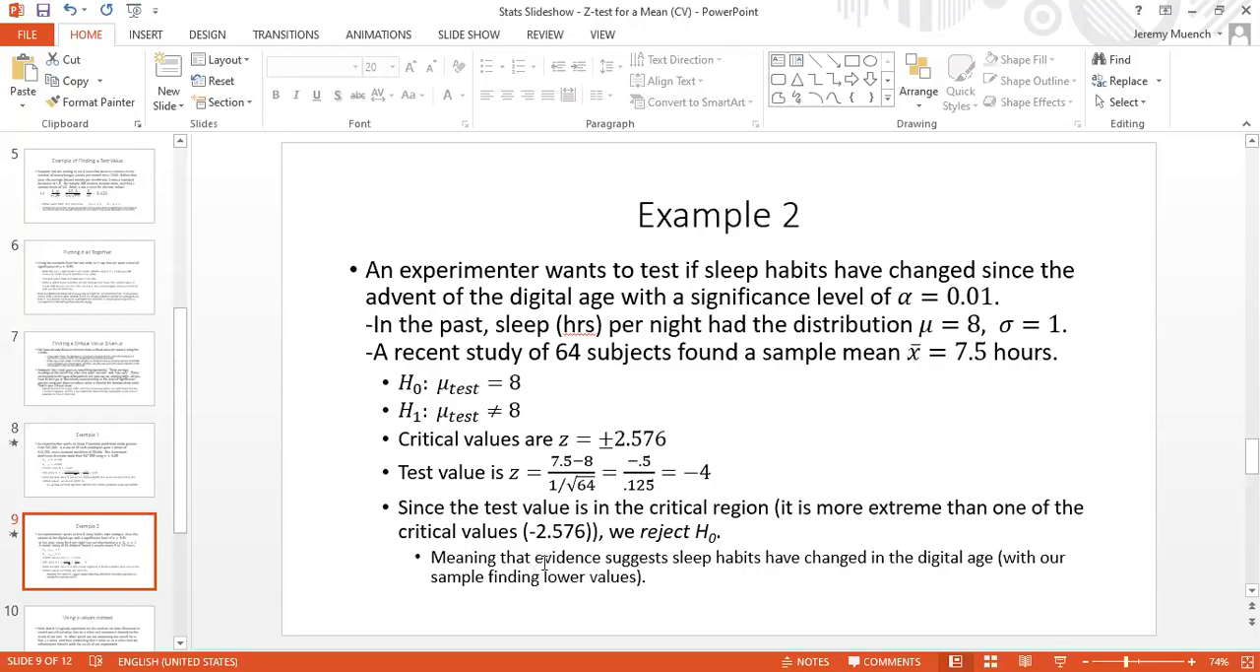So in this case, evidence suggests that sleep habits have changed in the digital age. And we can even append to this that our particular sample found lower values. It's fine to append that. There's nothing wrong with saying yep, and in particular, our values were lower. The main conclusion is what's not in parentheses. The main conclusion here is that the evidence suggests sleep habits have changed.